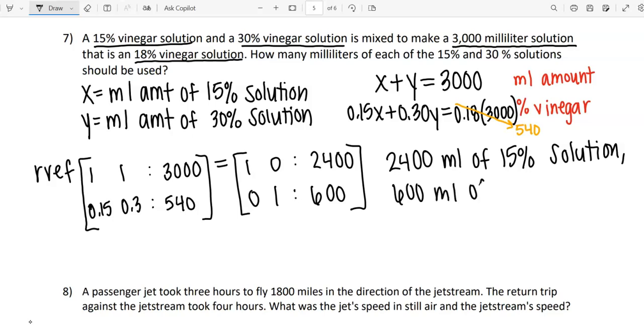600 milliliters of what? 30% solution. Anybody get anything different? Are we okay? Flag me down if you're not. Is this getting like super easy?